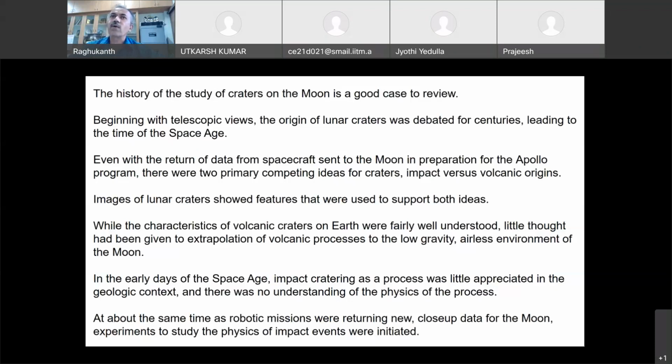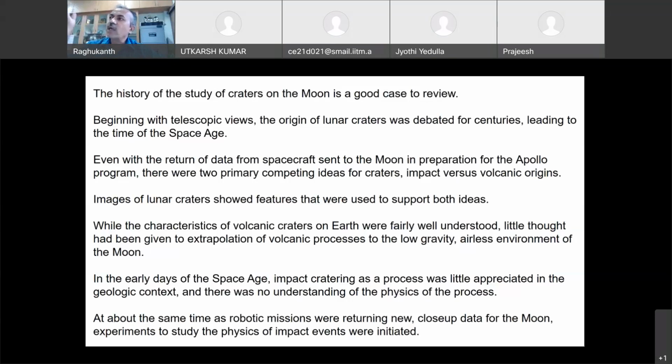That was the understanding. Now once we sent spacecrafts and got the data, impact versus volcanic origins, and the images also, then both hypotheses were accepted. At that time, volcanic craters were very well understood on Earth, because recently Tonga, and also many volcanoes in Hawaii and elsewhere, are erupting. So our understanding of volcanic things is much better compared to impact craters.